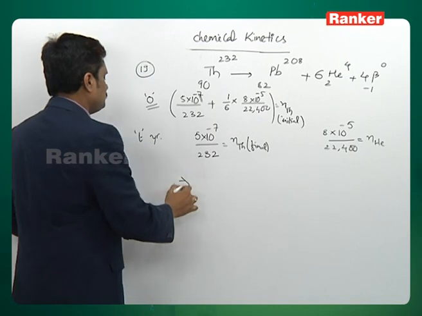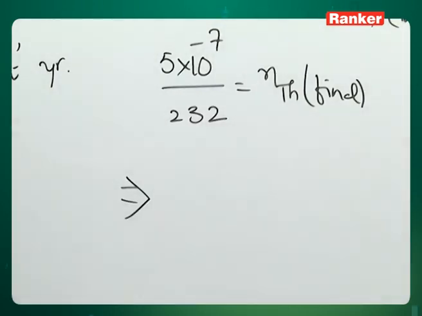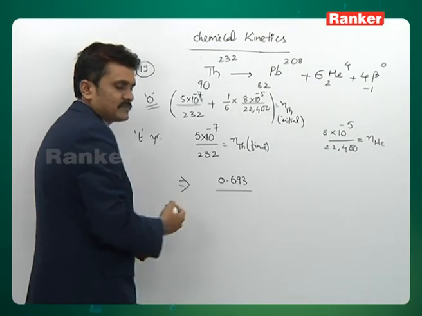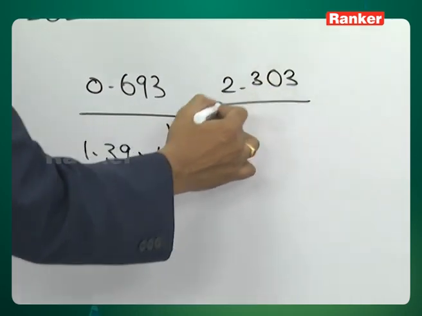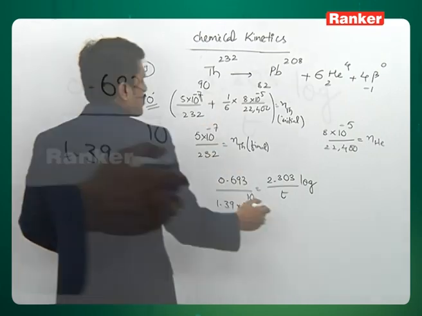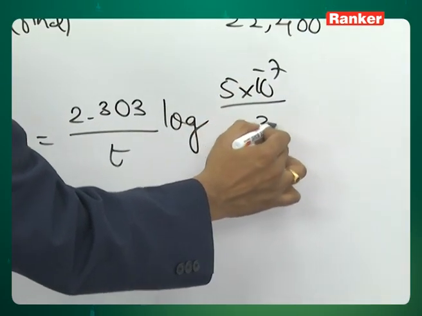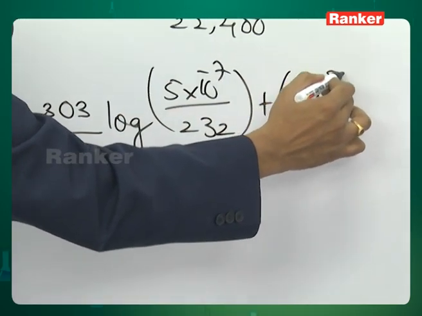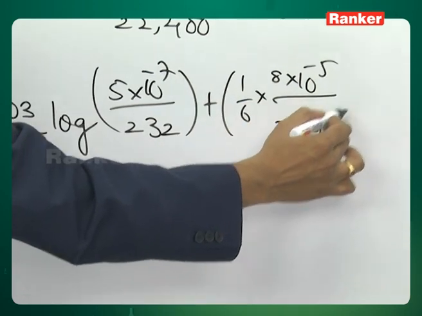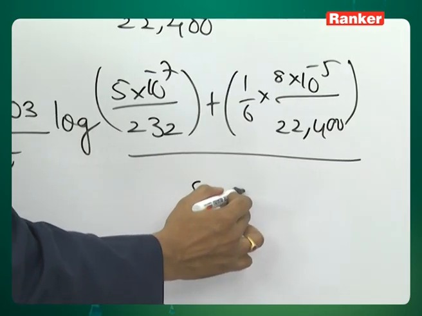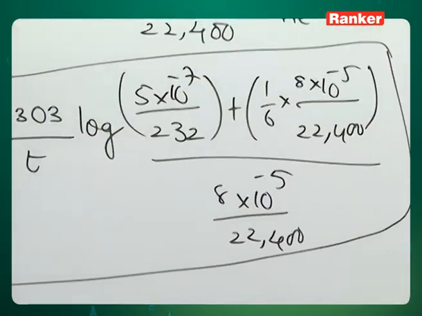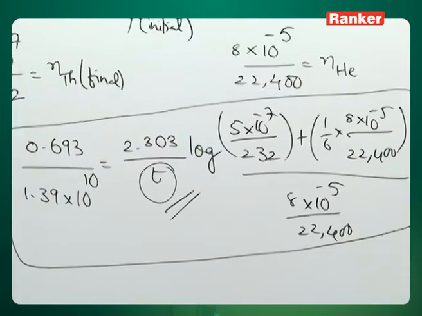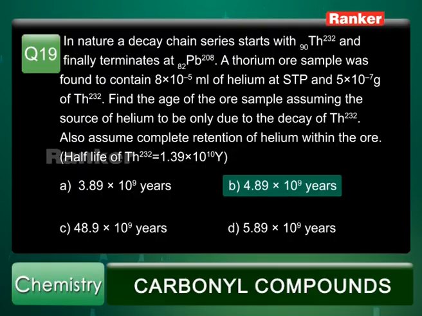Now you can use the relationship for first order decay, lambda, that is 0.693 by T half of the reaction, which is provided to us as 1.4 into 10 to the power 10 years approximately, is equal to 2.303 by time of decay, log of initial moles of the radioactive sample divided by the final moles of the sample. Now simplification of this will fetch you the value of T, and the answer for this question is 4.89 into 10 to the power 9 years.